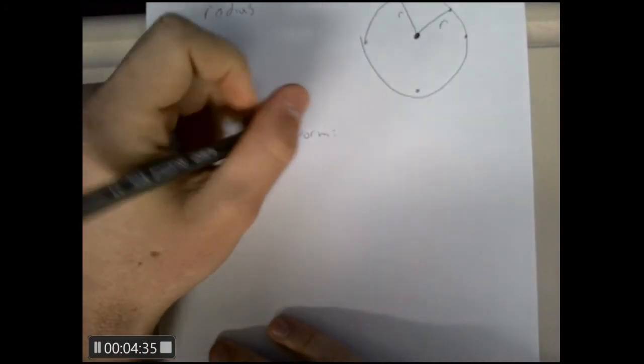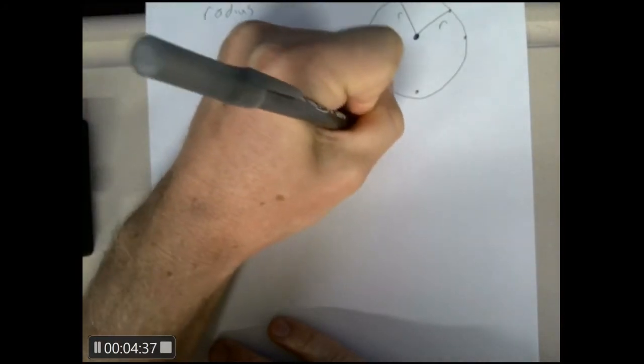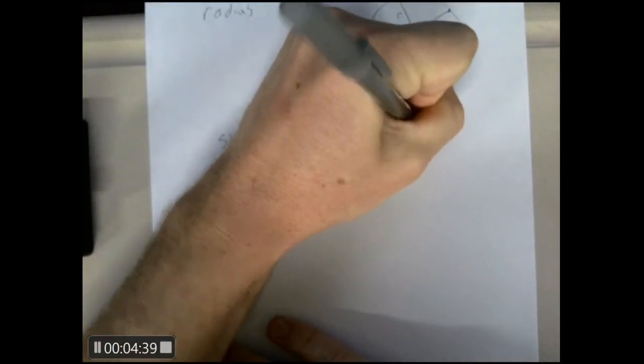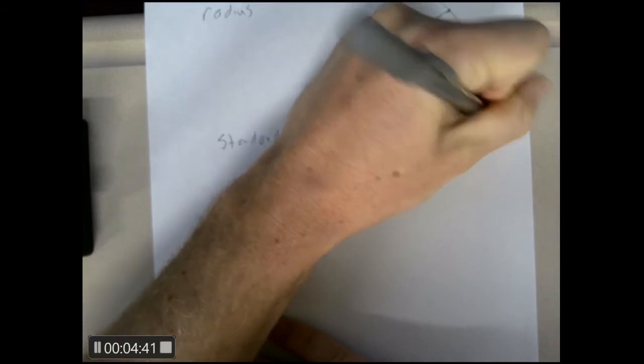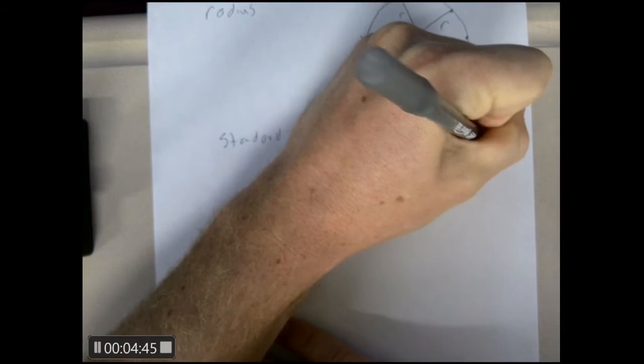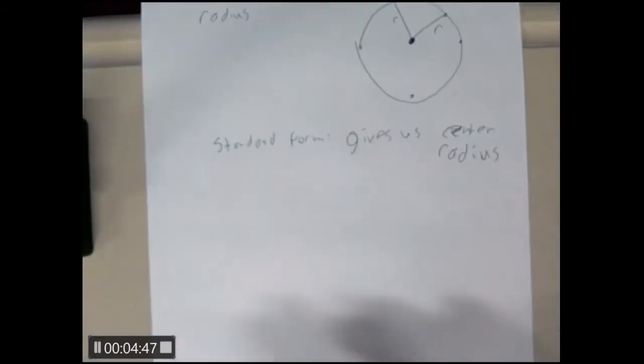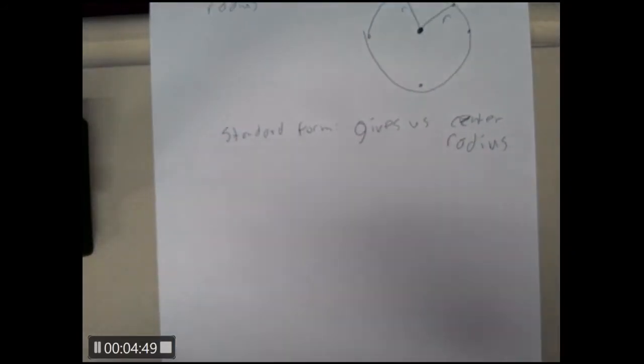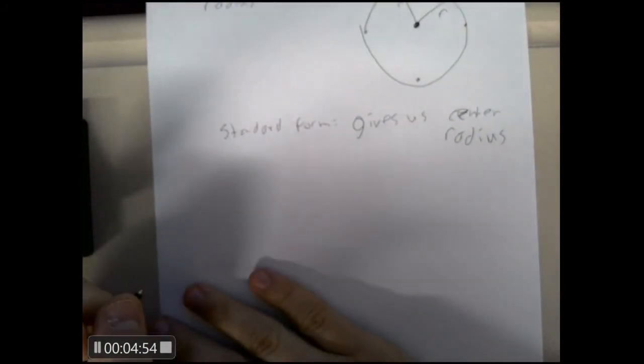Standard form is the form that gives us our important information. With standard form, it gives us our center and our radius. And we're going to go over how to get that. The important thing right now is what is standard form. So the standard form equation looks like this.